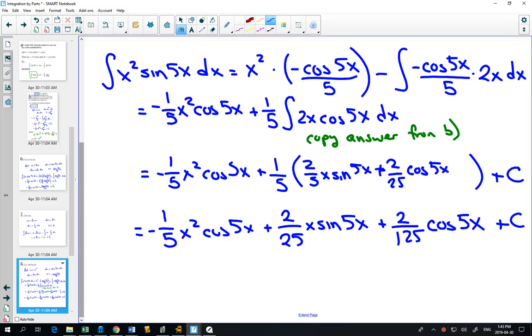And you could check if you wanted to if this was right by taking the derivative. But can you see you have two product rules now? You have a product rule in the first term and a product rule in the second term. And then you have a whole bunch of like things to combine to find out if this works.